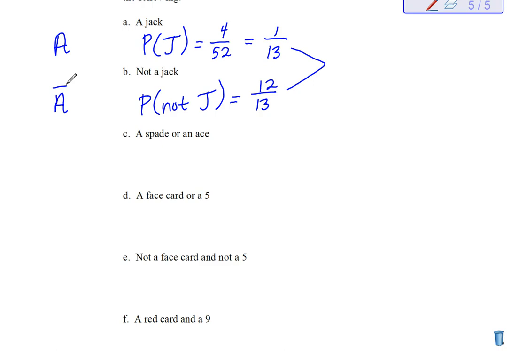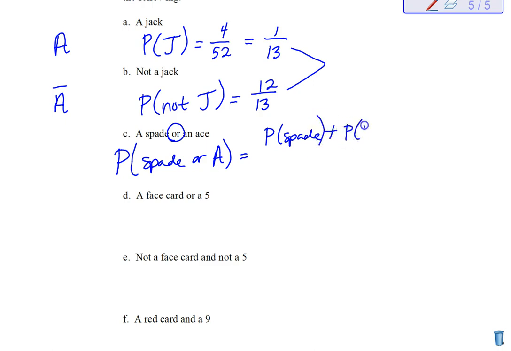Next one, I want a spade or an ace. I see that or, so I know I have to pay attention to the mutually exclusive property. So the probability of getting a spade or an ace would be the probability of a spade plus the probability of an ace minus the probability of getting a spade and an ace.